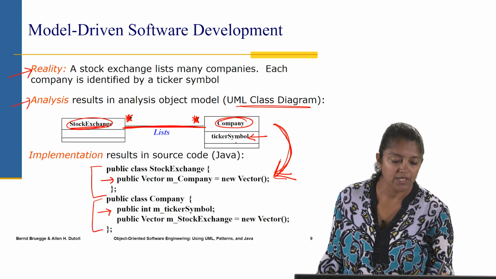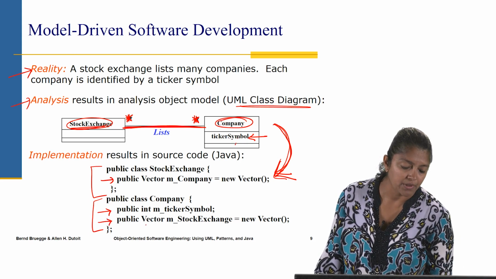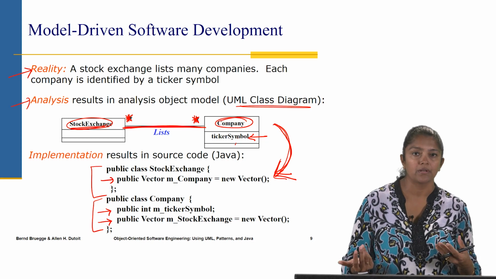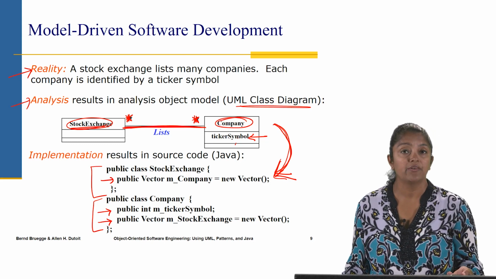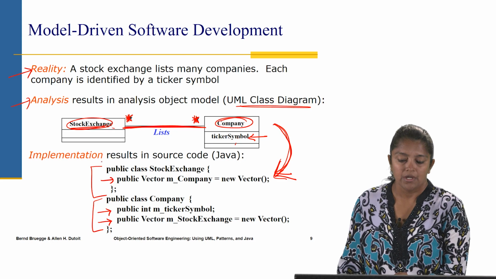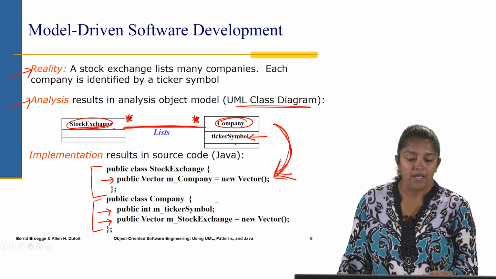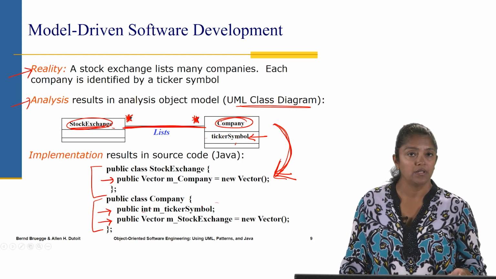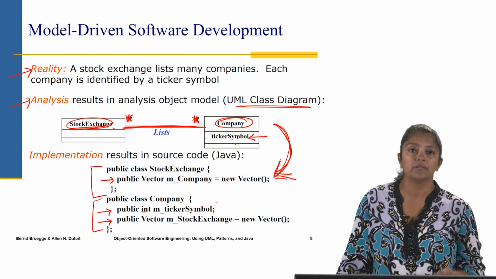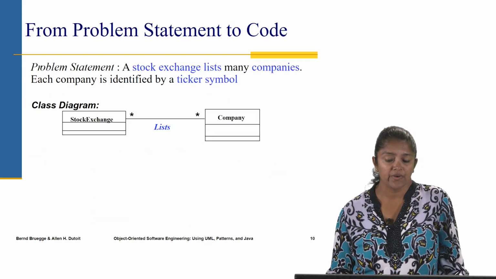And then similarly on the other side, on the company side, because it references stock exchange, there's another vector type attribute to hold the list of all the stock exchanges that this company is registered with. So you see that it's fairly straightforward to automate this process, because each class basically gets converted into a Java class. All of the attributes become variables, and if the data type is indicated, then it can be used in that skeleton code. It can be specified, and all of the associations also get converted into an attribute in the class. So it's fairly straightforward that way.